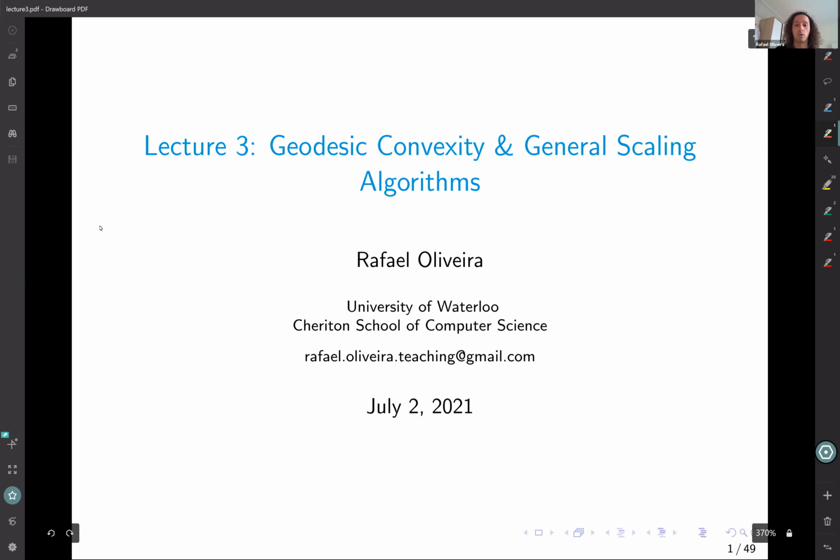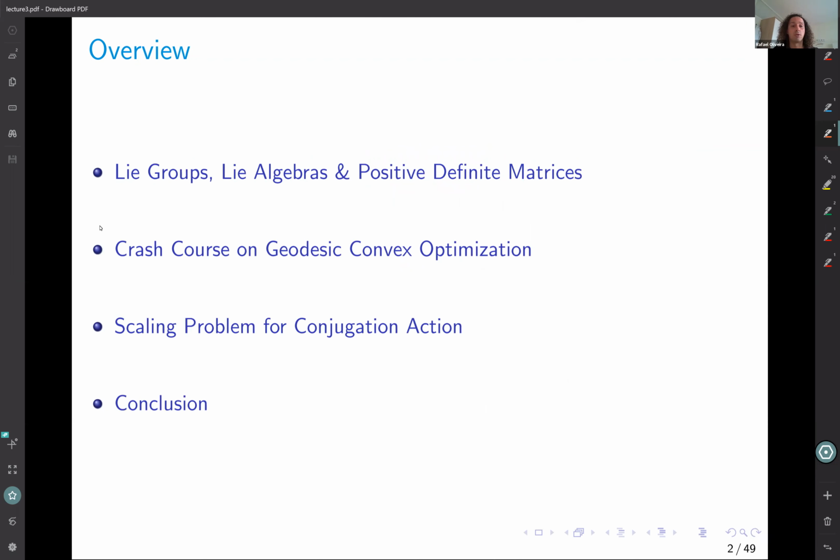The overview of the lecture today: in the first part, we're going to talk about Lie groups, Lie algebras, and positive definite matrices, which will give us the geometry of our optimization problems. Then we're going to give you a crash course on geodesic convex optimization. And then we're going to use the scaling problem for the conjugation action as a motivation to apply the geodesic convex optimization algorithms that we will have learned in part 2.